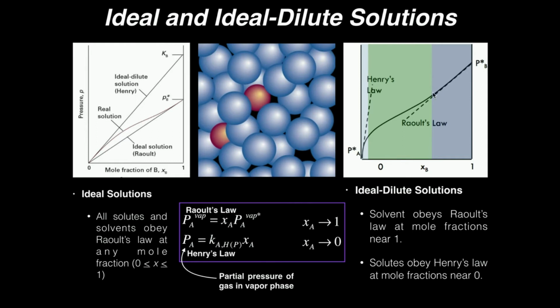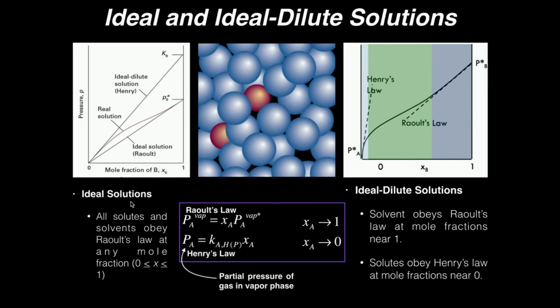So keep in mind, Henry's law is appropriate at low mole fractions of A. Raoult's law is appropriate at high mole fractions of A. Another way of saying that is whatever species A is, when A is the solute, Henry's law is most appropriate. When A is the solvent, Raoult's law is most appropriate. Okay? So hopefully that makes a little bit of sense.